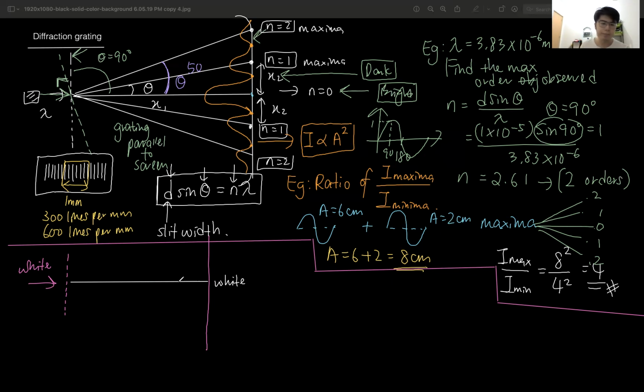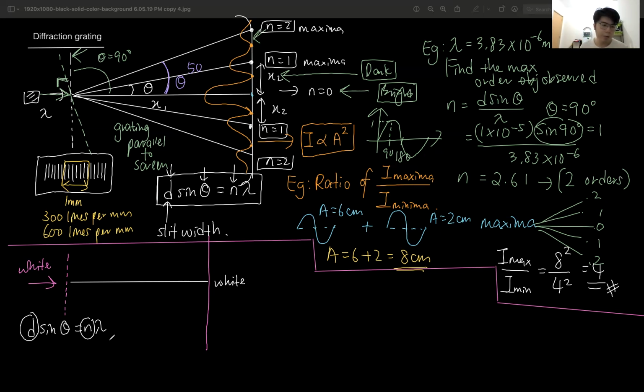How about the first order? If you look at the first order, because you have many colors, many wavelengths, and different wavelengths diffract at a different rate, at a different angle. If you see the formula here, d sine theta equals n lambda, the grating we don't change, and the order is also the first order. So these two are constant. We're analyzing only the first order.